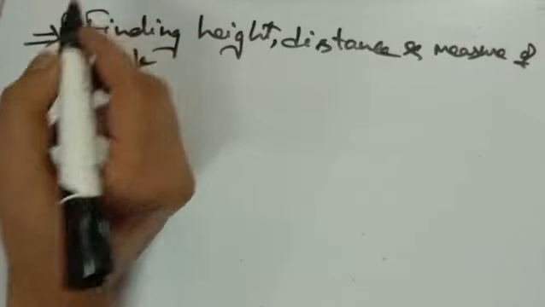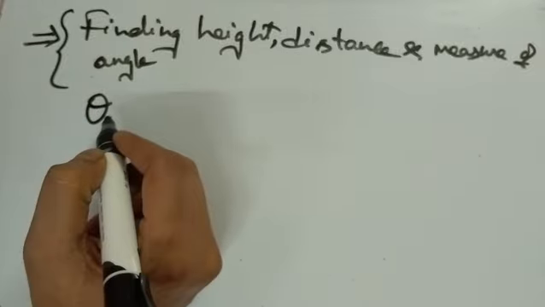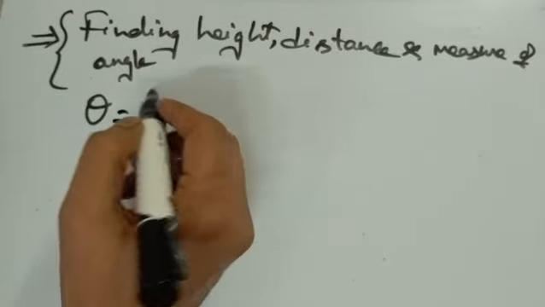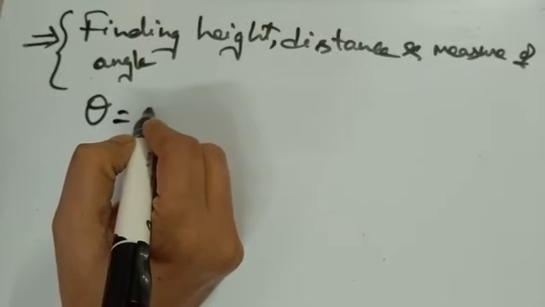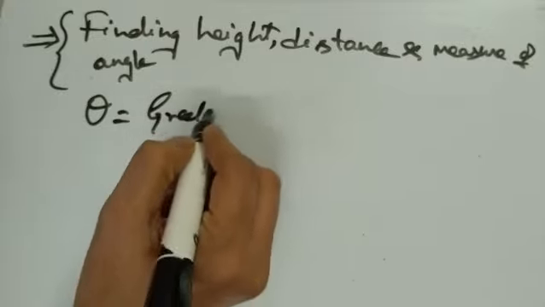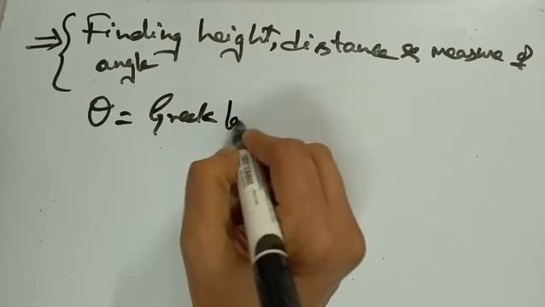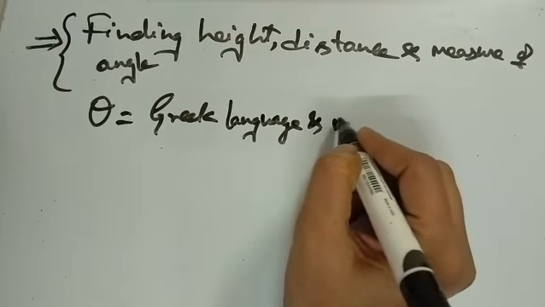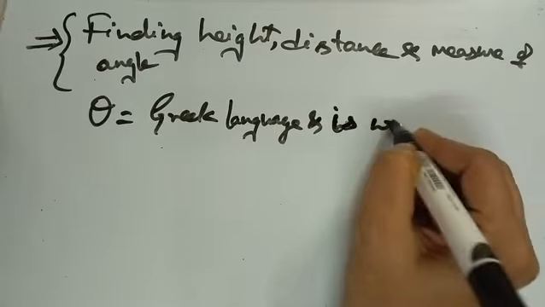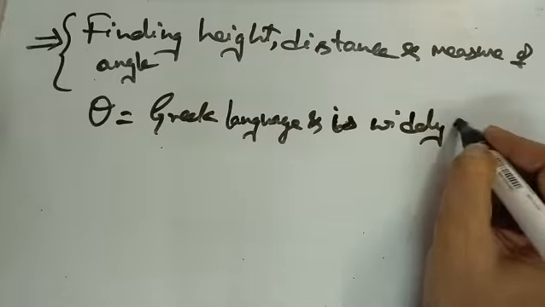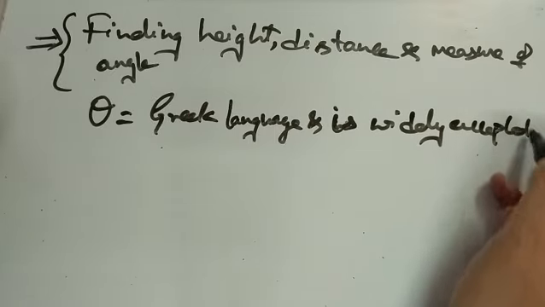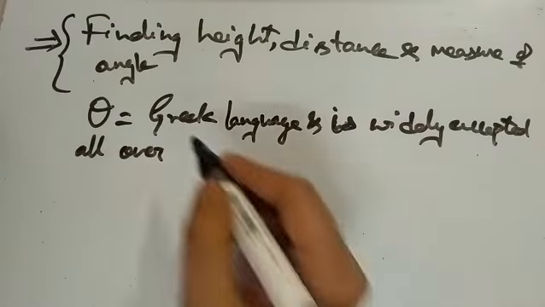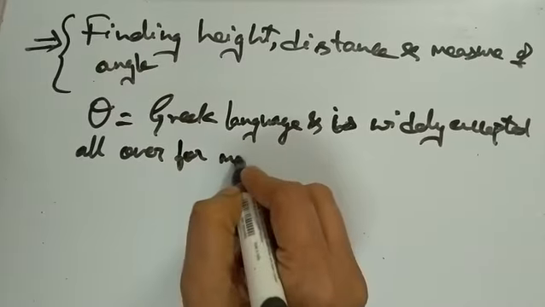First, let us treat the term theta. What does this mean? It is a Greek language syllable and is widely accepted all over for measuring an angle.